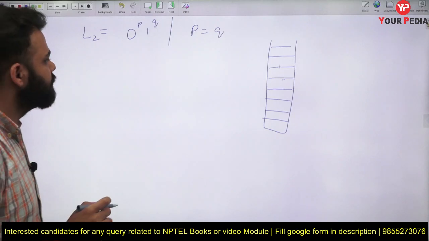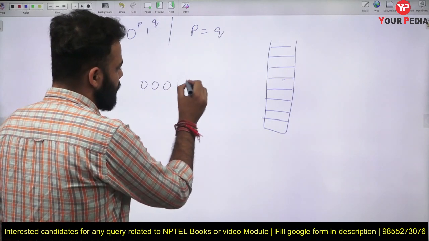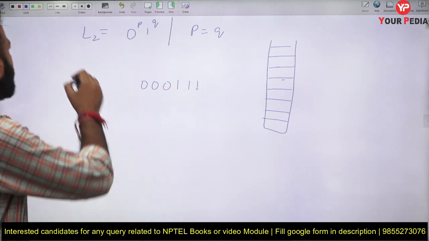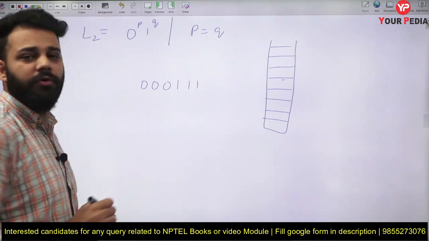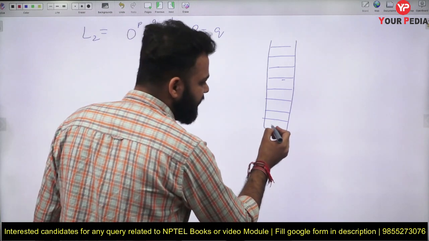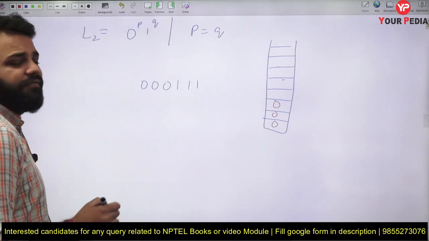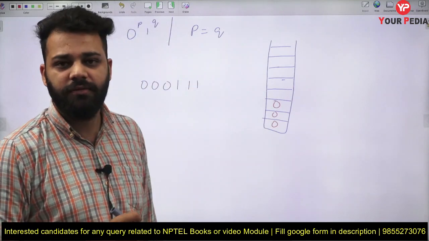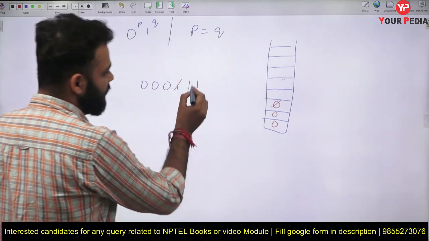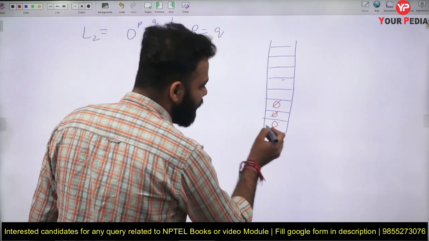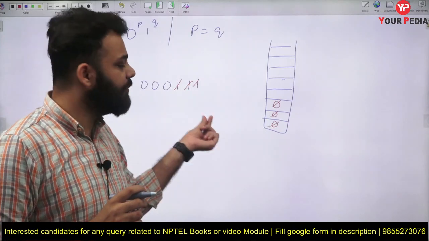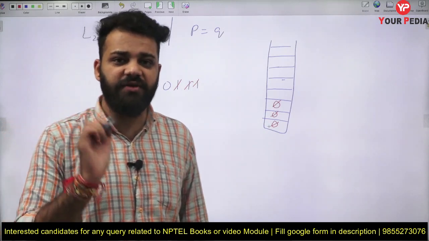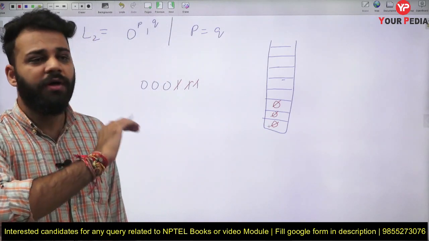Let us say there is an input 0 0 0 1 1 1. For each 0, we will push 0 into the stack. For the three 0s, we will push 0 0 0. Now after that, when the 1 comes, we will pop each 0 for the 1. So for the first 1, we will pop this 0. For the second one, we will pop this 0. For the third one, we will pop this 0. And when our input is completed, if our stack is empty, then we can say that the string will be accepted, or we can say the string belongs to the following language.